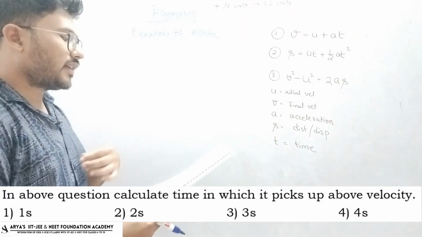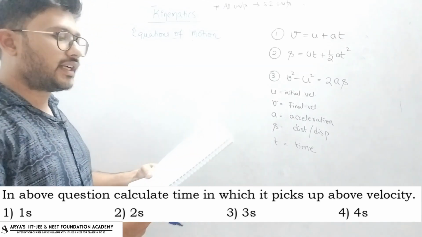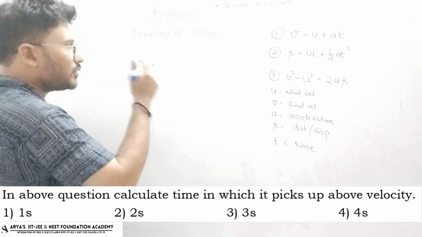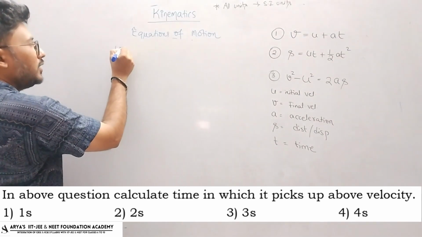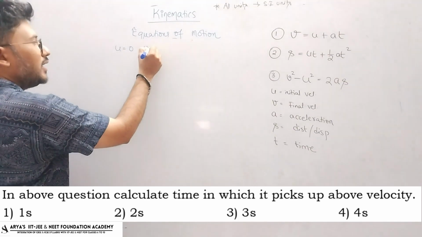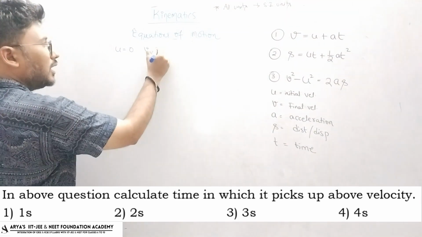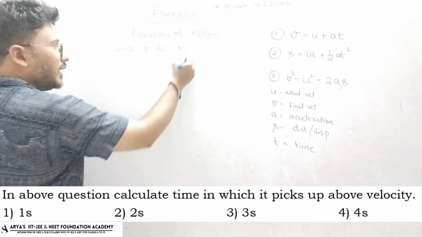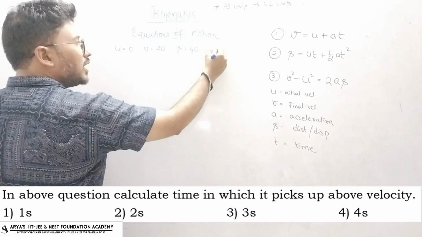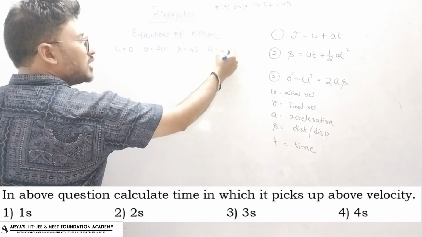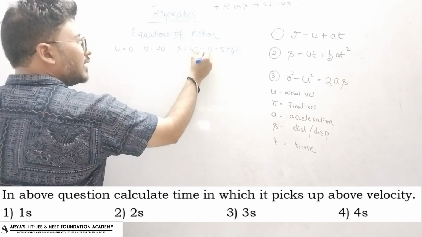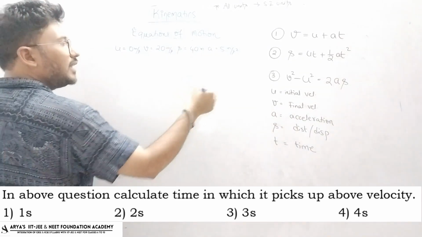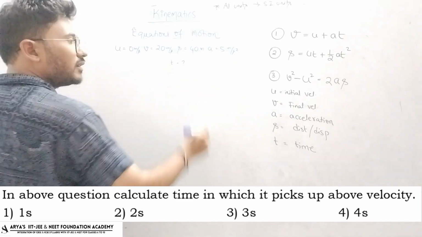Okay. What is the second question? In the above question, calculate the time in which it picks up the above velocity. So what data have we seen? u is equal to 0, v is equal to, after conversion, how much did we get? 20. s is equal to how much distance it travelled? 40. And a value, how much did we get after proving? 5 meters per second square. This is meter, this is meter per second, this also meter per second. He is asking us to calculate the t value. t is equal to question mark.